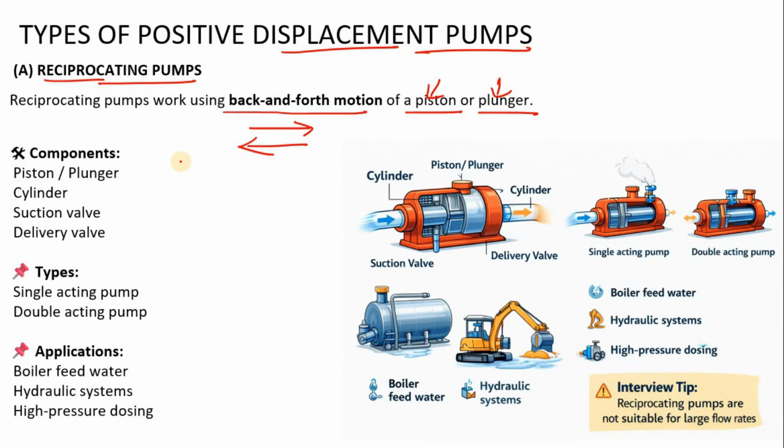Okay, now what are the components of the reciprocating pump? Your piston plunger, okay, which is the main part. You can compare the piston or plunger with the impeller which we use in the centrifugal pump.